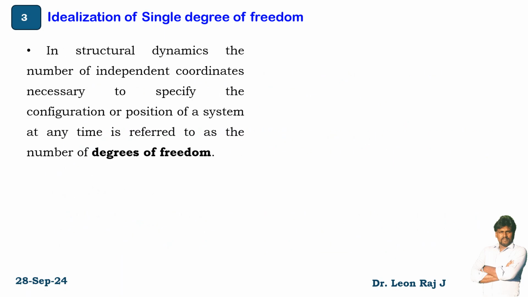Then idealization of single degree of freedom. In structural dynamics, the number of independent coordinates necessary to specify the configuration or position of a system at any time is referred to as degrees of freedom. Single degree of freedom means only one independent coordinate is required to define the configuration or position of a system. Two degrees of freedom means two independent coordinates, either x or theta.